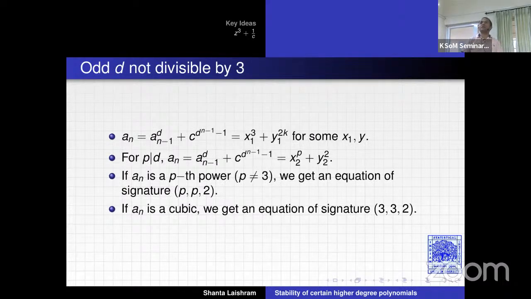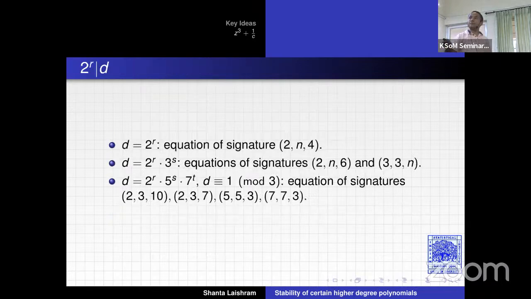So when d is not divisible by 3, life is sort of simple because you can get an equation of signature (3,3,2), that is x^3 + y^3 = z^2, or x^p + y^p = z^2. So basically from this we try to get an equation of generalized Fermat type. So when d is not divisible by 3, actually it's simple. And when 2 or r divides d, we can get more signatures. So basically, the main thing is how to bring it into that form and use those results.